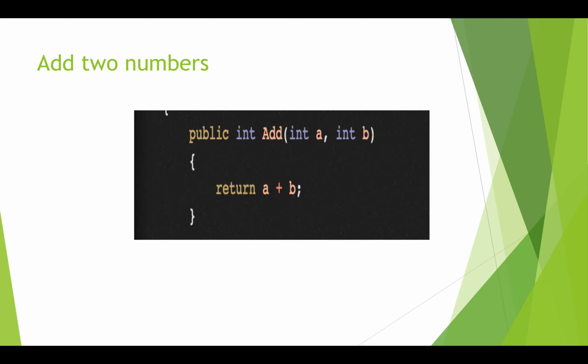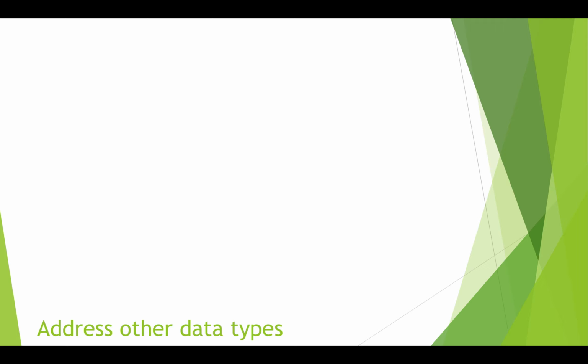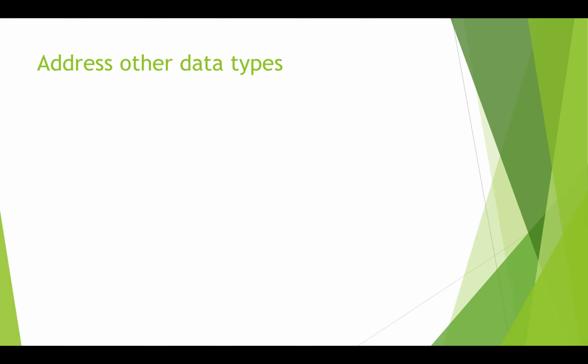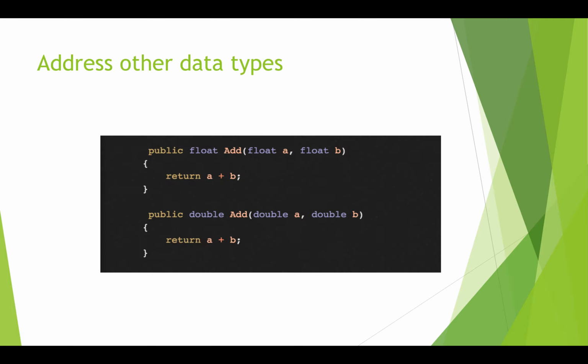Now after some days there is a new requirement to add two different numbers which are, say, double or float. Then what you do is you just add overloaded methods in your code to address other data types like this. So here we have float and double overloaded methods to add float numbers and double numbers, right? However your requirements go evolving, you just add new overloaded methods and your code grows, and it is a little complex to understand and difficult to maintain, right?